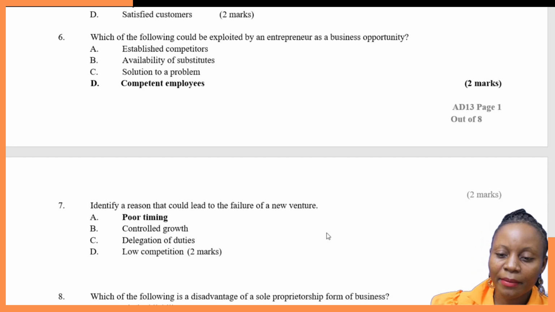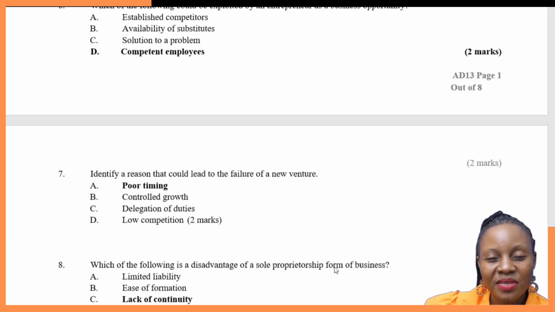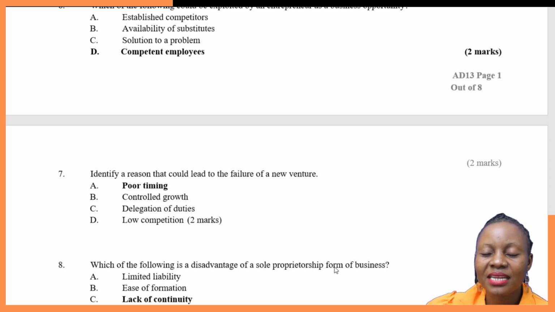And then we have number 8. Which of the following is a disadvantage of a sole proprietorship form of a business? Sole proprietorship is the kind of business where you are the only one. You are your own boss, you are the only one who makes decisions, you're the only one who carries all the responsibilities, the burden of the business, you and you alone. So what is the disadvantage associated with this kind of business?